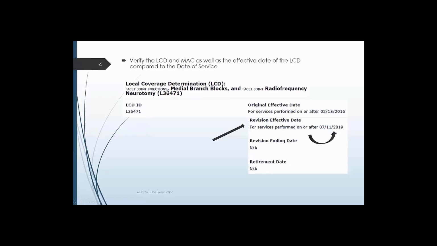First, we want to verify the LCD and the MAC, as well as the effective date of the LCD compared to the patient's date of service that we're going to file on the claim. Now, what I did is I took a snippet showing the local coverage determination. It says facet joint injections, medial branch blocks, facet joint radiofrequency, and the number here is L36471. The original effective date was February 15th of 2016, but it's been updated. And the LCD that we are going to review parts of today applies to services performed on or after July 11th of 2019.